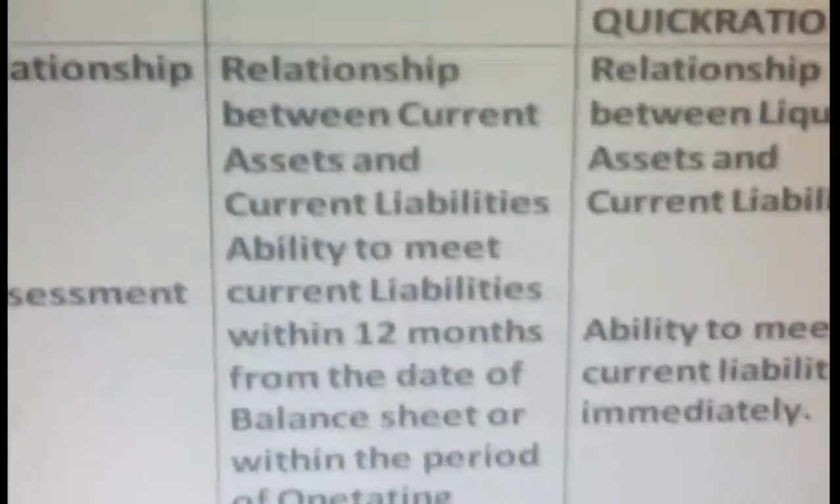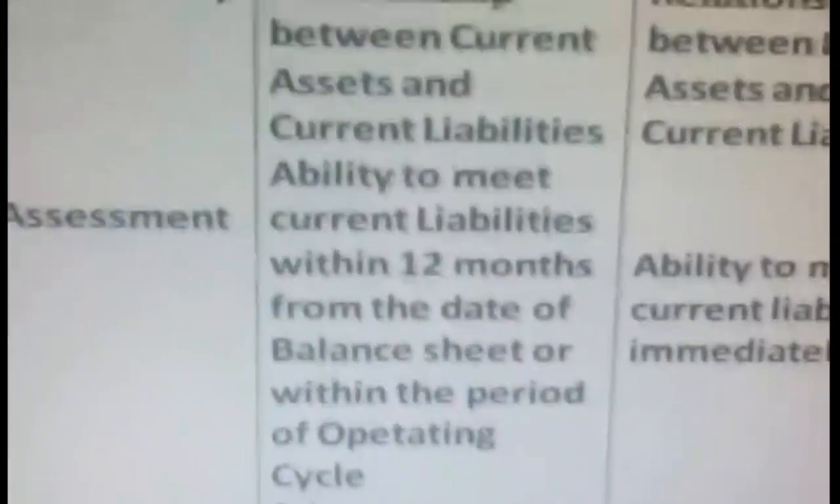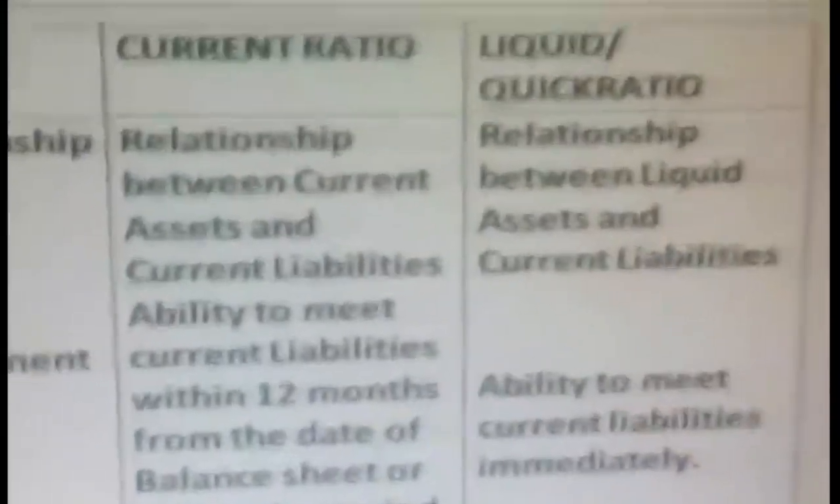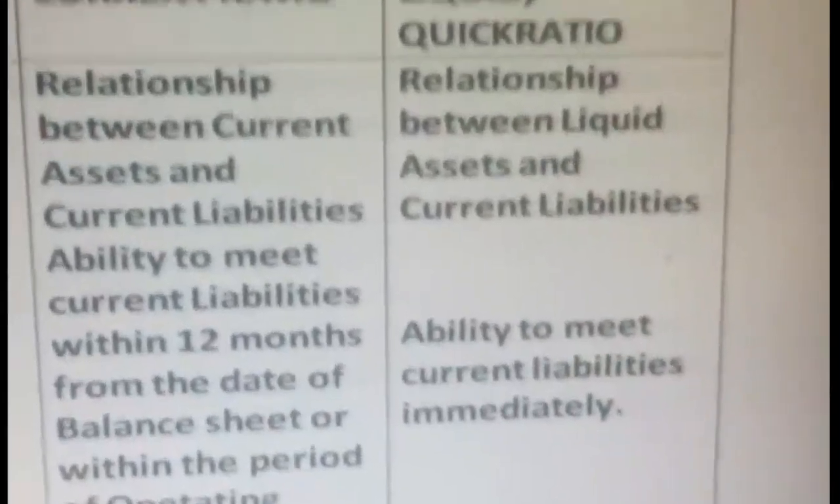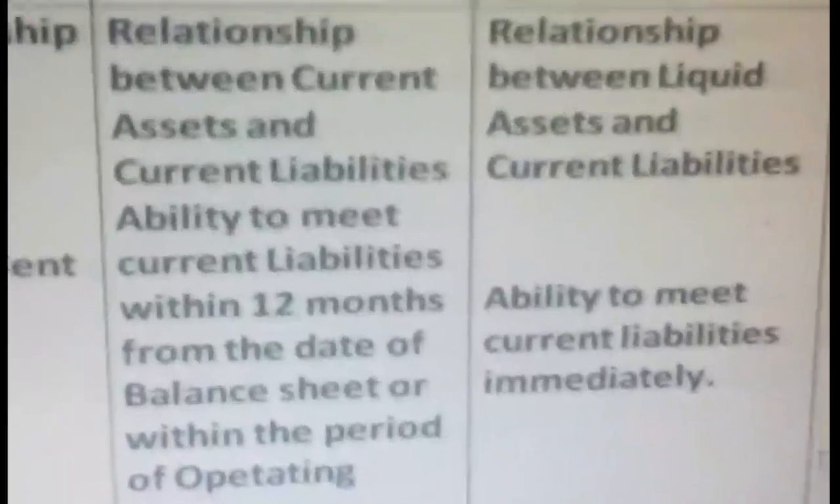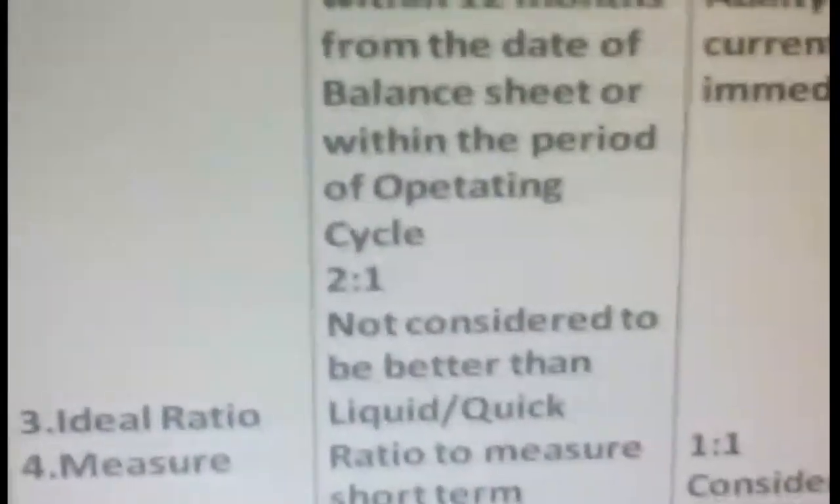Now the assessment. What is the assessment here? For the current ratio, it is the ability to meet current liabilities within 12 months from the date of balance sheet or within the period of operating cycle. And for the liquid ratio, it is the ability to meet current liabilities immediately. Here, not within 12 months; you have to meet them immediately. That is the assessment.